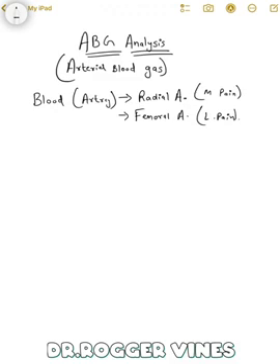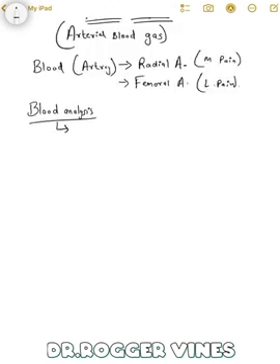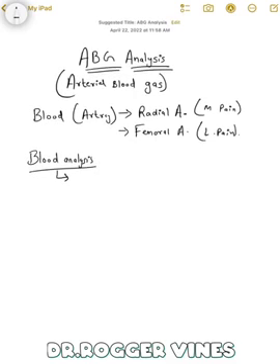So let's begin. ABG is a blood analysis in which we are going to see whether the patient is having alkalosis or acidosis, and which type of alkalosis and acidosis, whether it is due to a metabolic cause or due to a respiratory cause. So let's begin with the blood analysis.